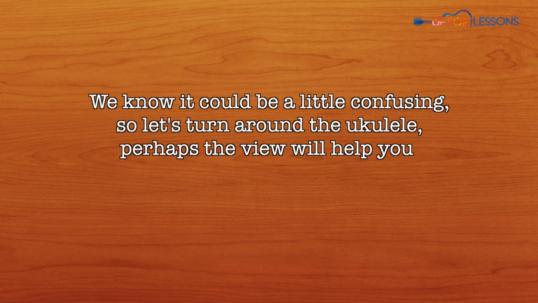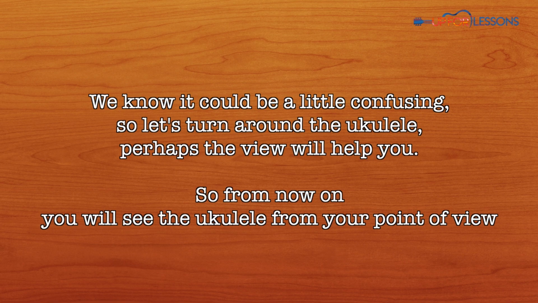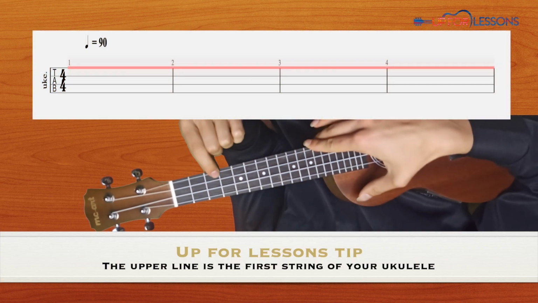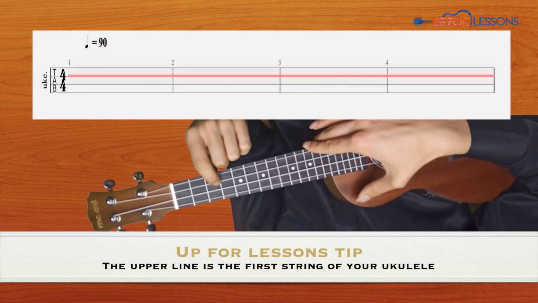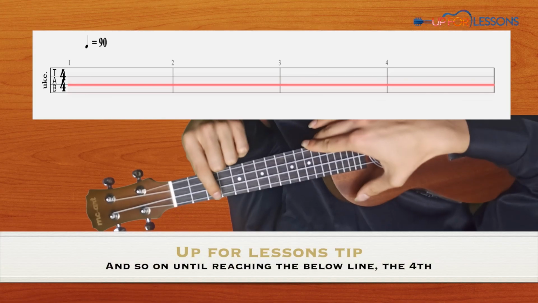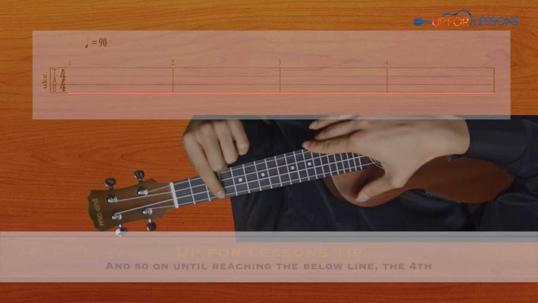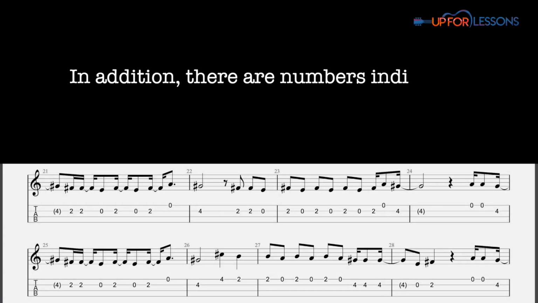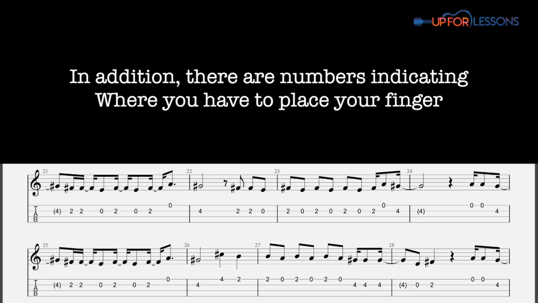We know it could be a little confusing, so let's turn around the ukulele. Perhaps the view will help you. So from now on, you will see the ukulele from your point of view. The upper line is the first string of your ukulele, and so on until reaching the below line, the 4th. In addition, there are numbers indicating where you have to place your finger.